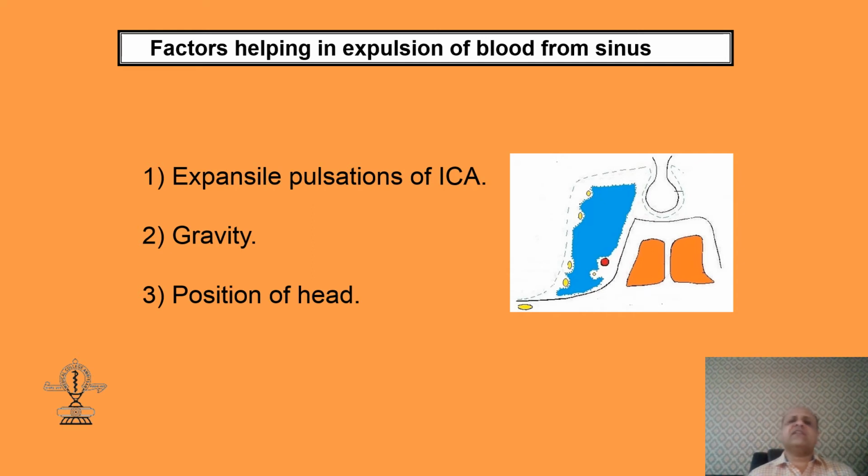What are the factors which are helping in expulsion of blood from the sinus? One is the expansile pulsations of this artery, which is a very important artery, the internal carotid artery. Other is gravity, and then of course the position of the head. We keep on changing the position of the head. That also helps in expulsion of blood from the sinus. So it's a venous sinus, so it requires gravity and change in position for expulsion of the blood, and the arterial pulsations also help in the expulsion of venous blood.